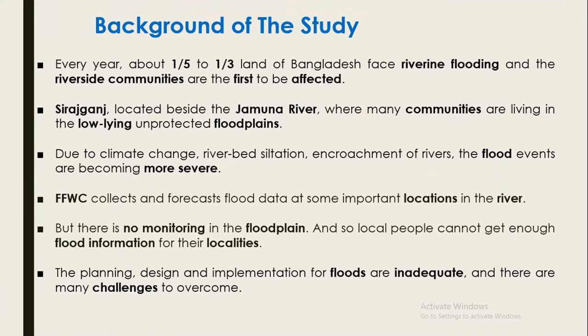Here is the background of the study. Bangladesh is a land of rivers. About 80% of the land of Bangladesh is a floodplain, and about 20% to 30% of the land faces riverine flooding every year by overtopping of the river. Sirajganj is located beside the Jamuna River and has many low-lying unprotected floodplains that are frequently flooded. Due to climate change, riverbed siltation, and encroachment of the river, the flood events are becoming more severe.